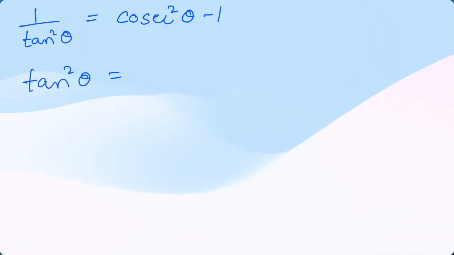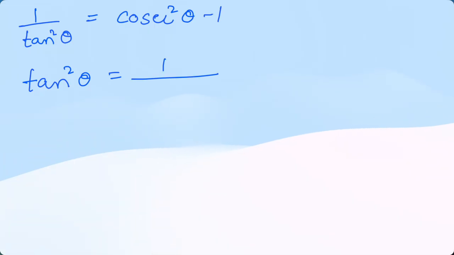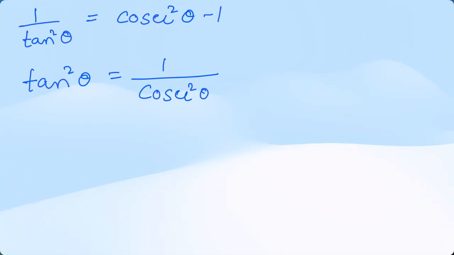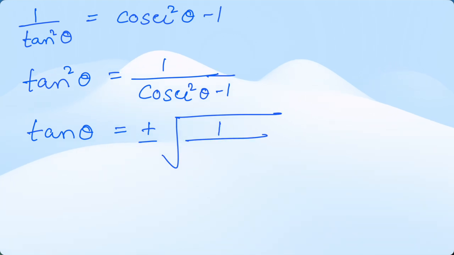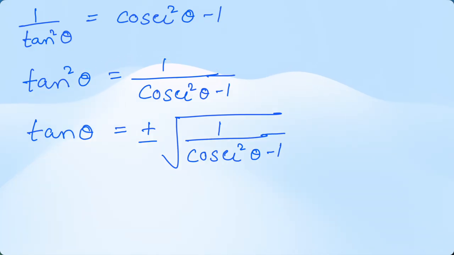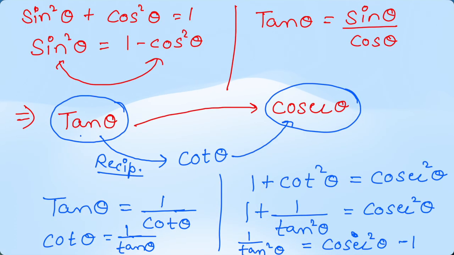If I am taking the reciprocal of the left hand side, I have to take the reciprocal of the right hand side as well. Or I can say I am shifting this tan square theta to the right hand side, so this will come to the base. It will become 1 by cosec square theta minus 1. So what will be tan theta? Taking the square root on both sides, root of 1 by cosec square theta minus 1. So this is how we have converted our tan theta in terms of cosec theta. This was our question, that we have to convert tan theta to cosec theta.